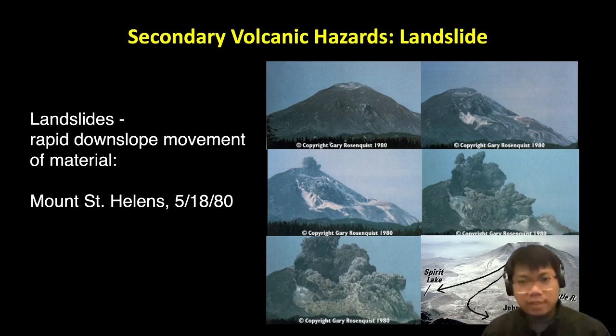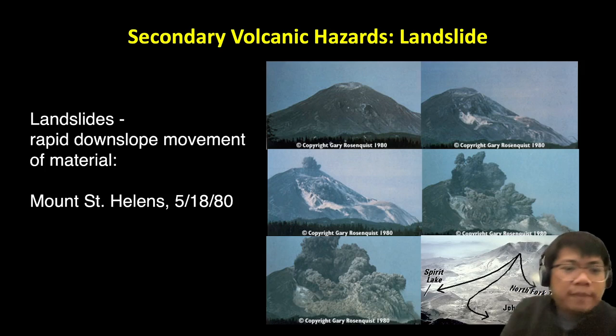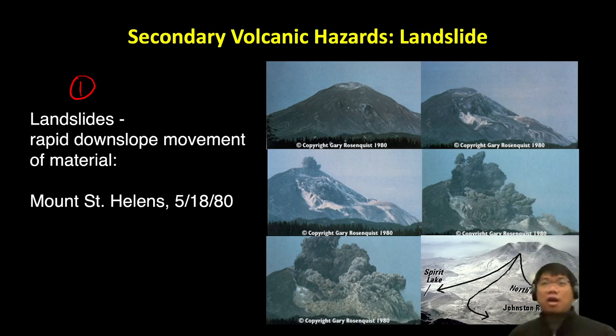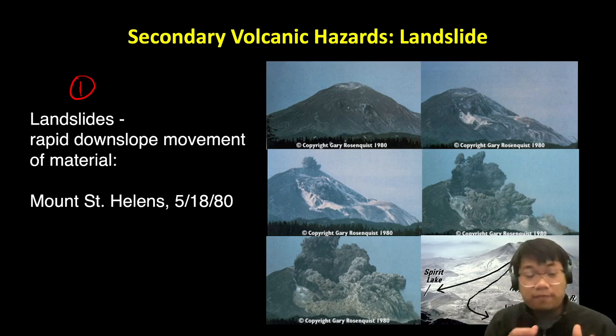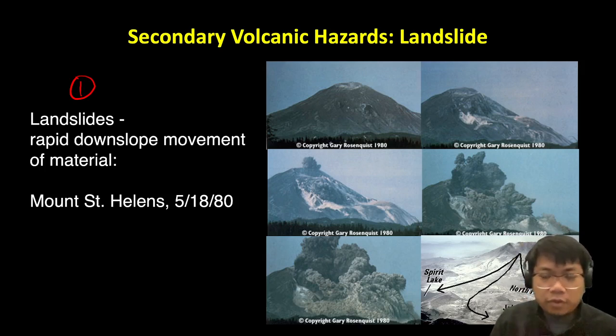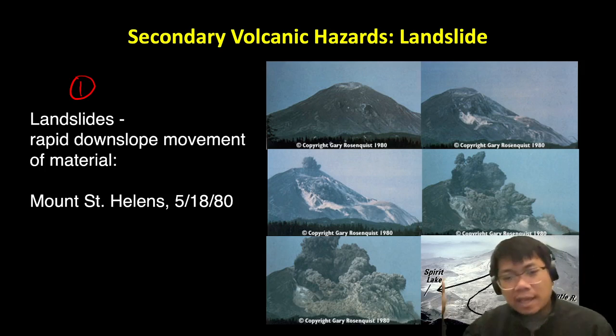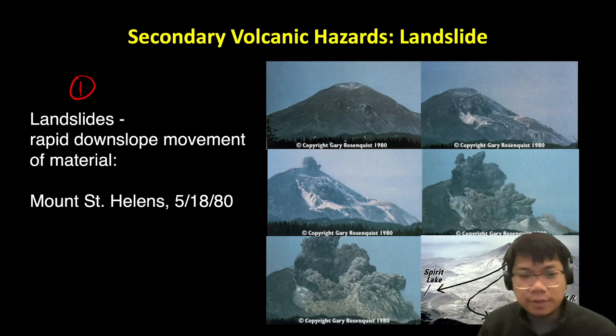Now I would like to switch to secondary volcanic hazards. The first example will be landslides. A landslide is a rapid downslope movement of material that can happen before the eruption, during the vibration before the eruption, or even during, as well as after eruptions.